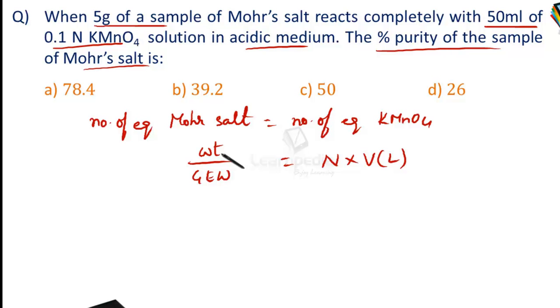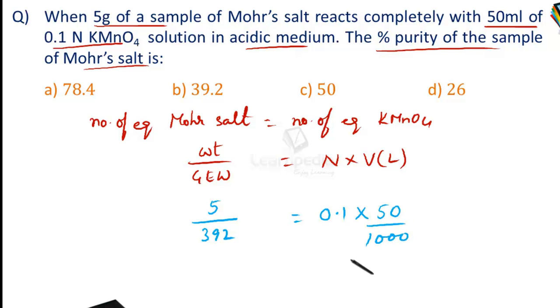So the weight of Mohr's salt is given as 5. The gram equivalent weight of Mohr's salt is 392. It is the same as the gram molecular mass because the n-factor is 1 for Mohr's salt. And this is equal to normality, which is given as 0.1, and the volume given as 50 milliliters, so it is 50 upon 1000.